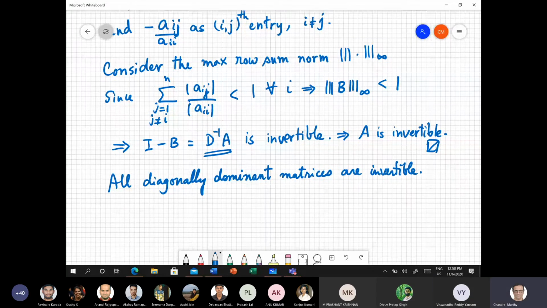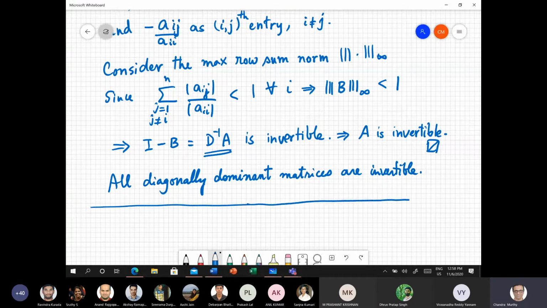Okay, so now there are just a couple of more points before I close out this particular line of discussion, which has to do with, remember we talked about equivalence of vector norms. There is a similar thing we can say about equivalence of matrix norms.